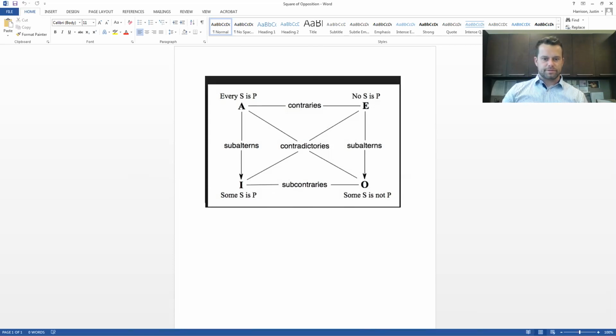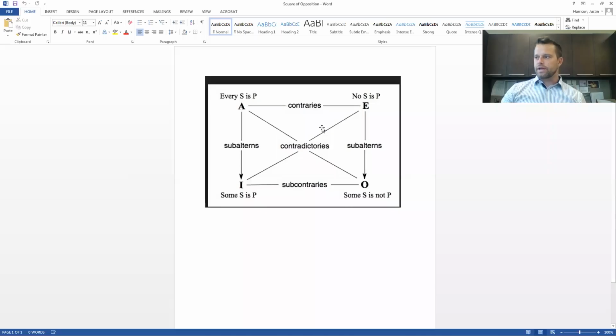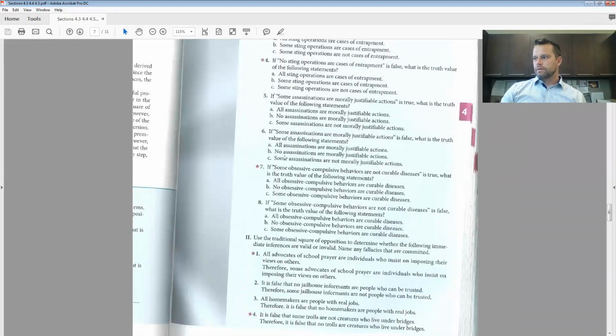All right, so let's look back at our question. It's false that some assassinations are morally justifiable. Therefore, all assassinations are morally justifiable actions. All SRP. That's our A-form statement. We know falsity flows up. This is all SRP. So we know that A is false. No assassinations are morally justifiable actions.